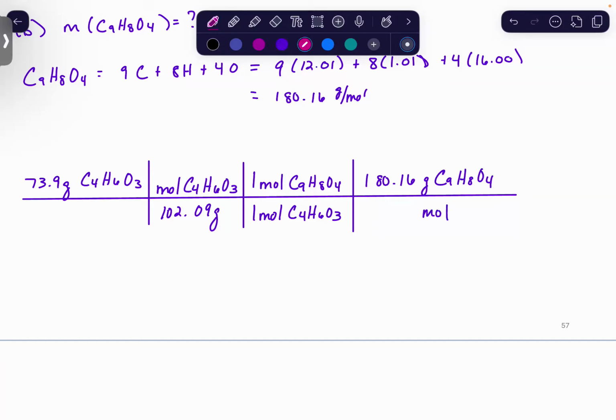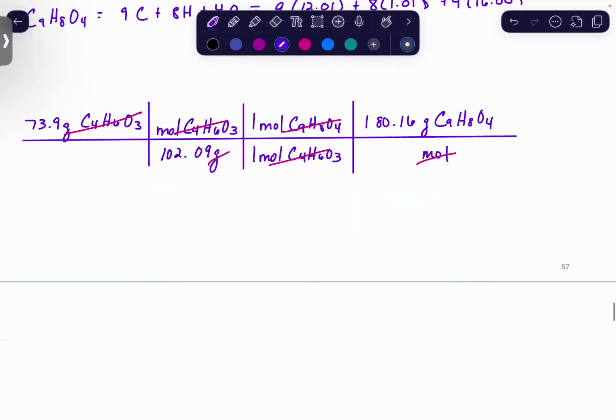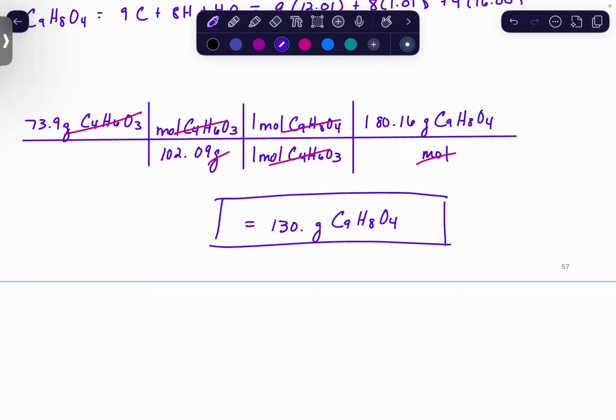Okay, so my grams of acetic anhydride cancels out, moles of acetic anhydride cancels out, and then moles of aspirin cancels out, and I'm left with grams of aspirin. And when I multiply this all up and divide by the bottom, this is going to give me 130 grams of aspirin. Okay.